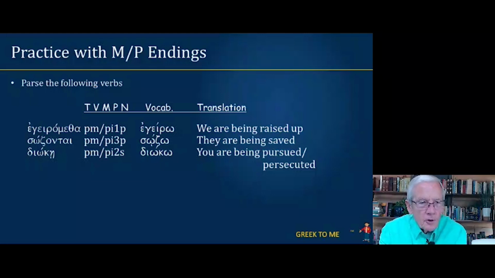Egeirometha, notice a stem plus ending. Present, middle, passive, indicative, first person plural. From egeiro, we are being raised up. We are receiving the action. Sozontai, present, middle, passive, indicative, third person plural. From sozo, they are being saved. And dioke, present, middle, passive, indicative, second person singular. From dioko, you are being pursued or persecuted.